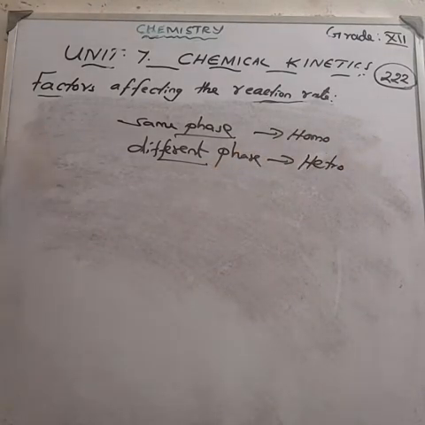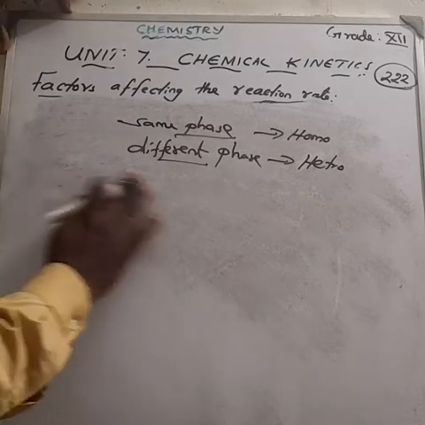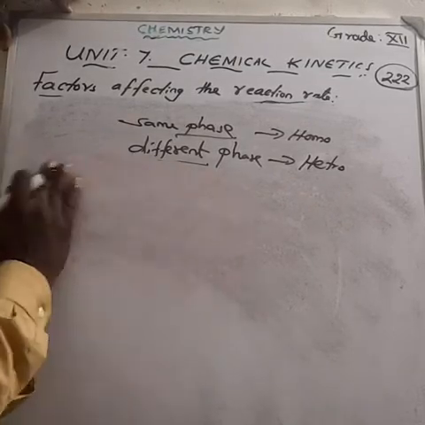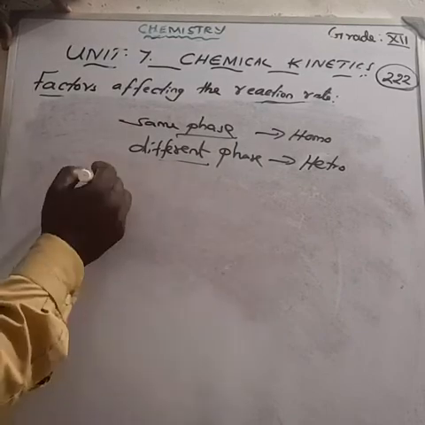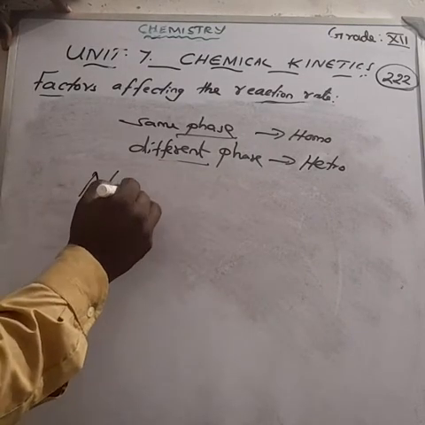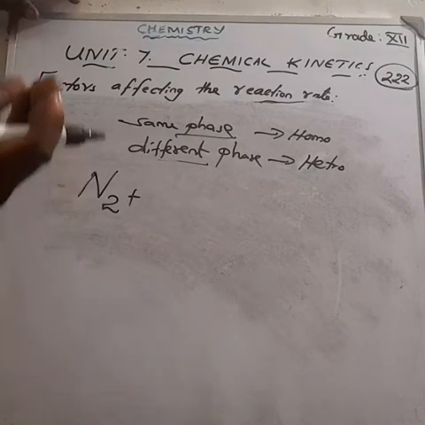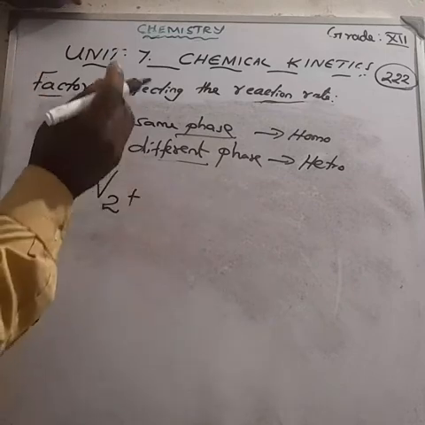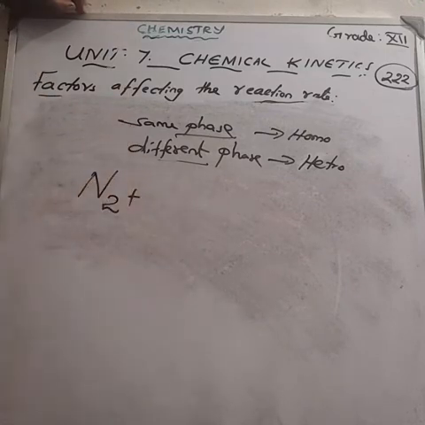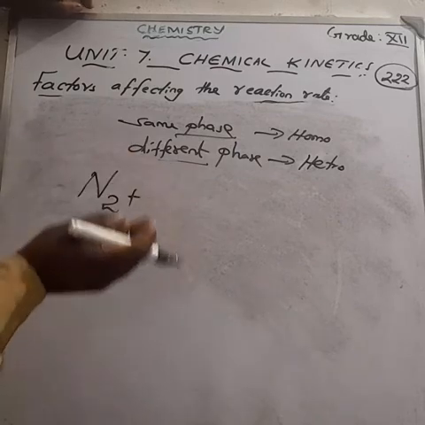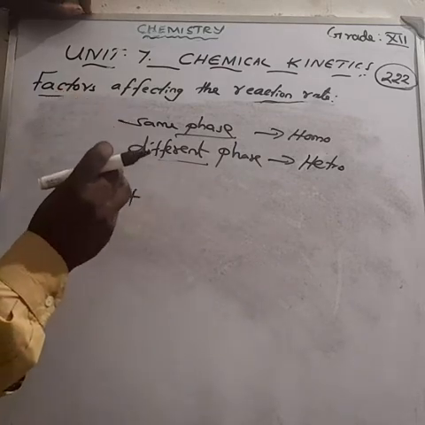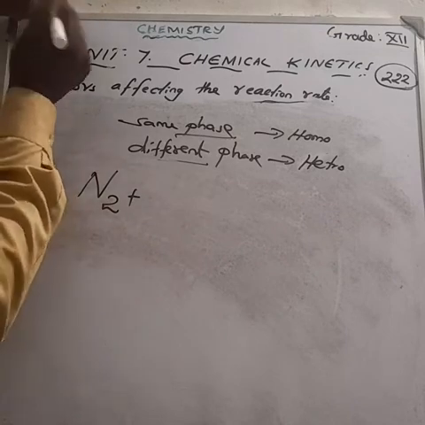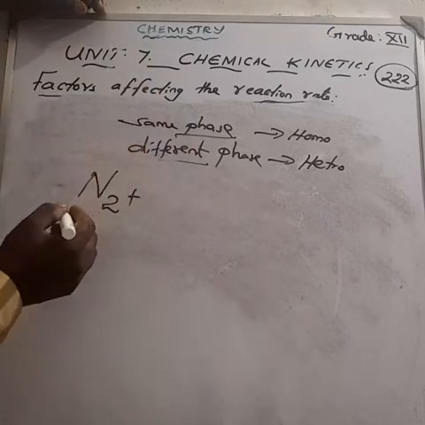Next, the promoters. Here, in the presence of certain substances, the activity of the catalyst increases. Some substances which increase the activity of the catalyst are called promoters. The promoter is not a catalyst. What is the function of the promoter? Promoters are substances that increase the activity of the catalyst.